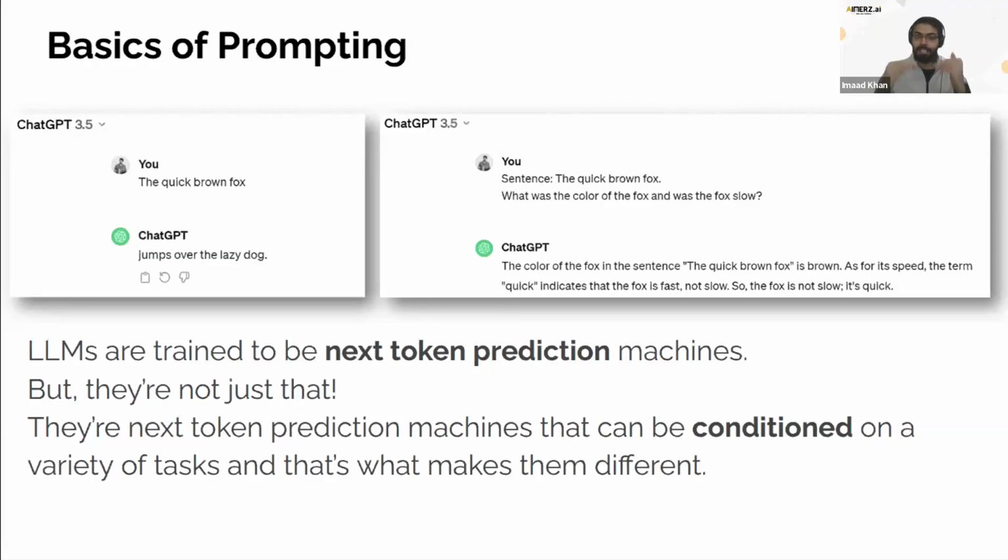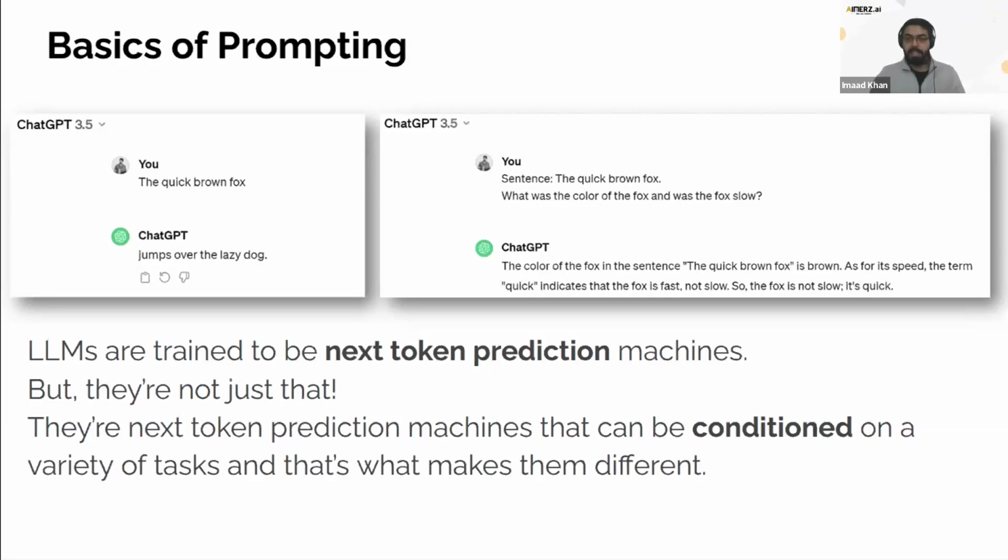So like I said, first, there are different ways of coming up with tokens. Second, there are different ways of coming up with next token prediction. For the sake of this class, we will not get into that, but just know that LLMs are trained to be next token prediction machines, but they are not just that. This is where LLMs shine and are different from the previous generation next token prediction machines. They are next token prediction machines that can be conditioned on a variety of tasks, and that's what makes them different.